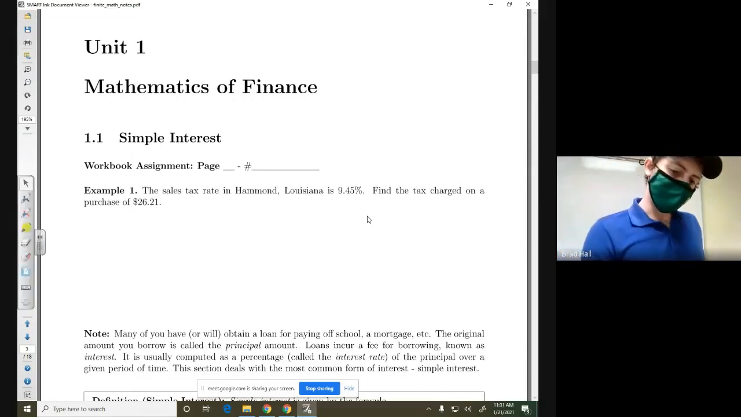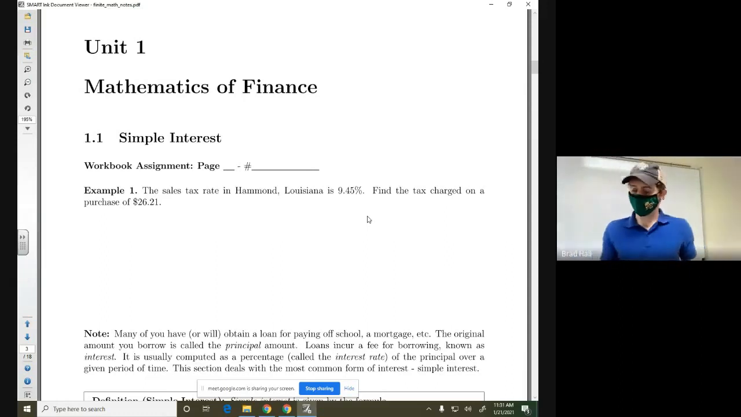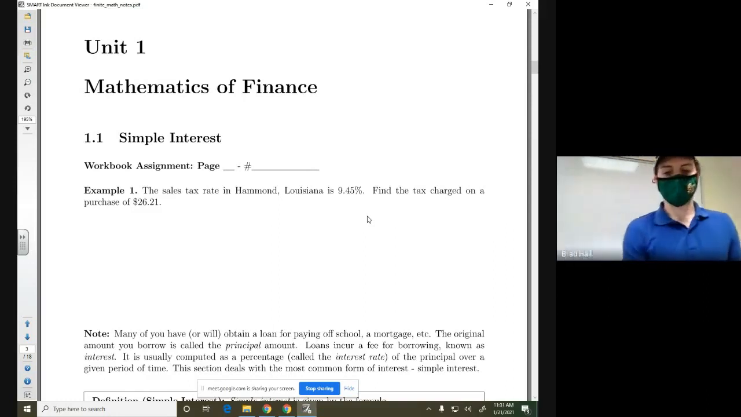And mainly for this section, we're going to be talking about things pertaining to loans, things pertaining to investments. We'll start off with interest for the time being, simple interest. Start off with simple interest.